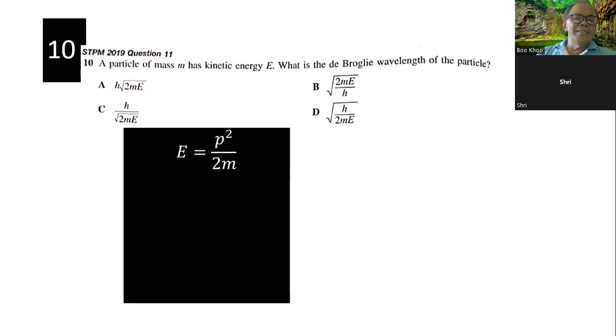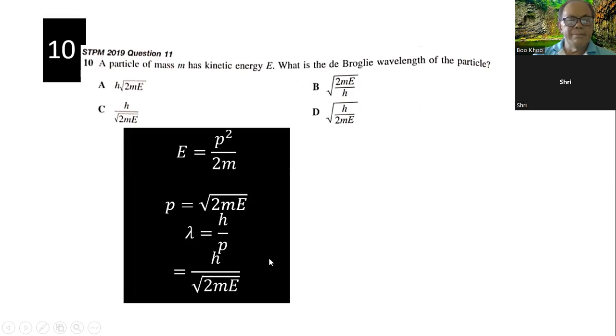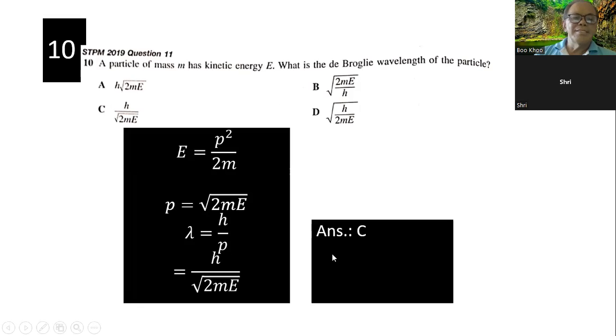That's your kinetic energy. Right? Calculate your momentum from kinetic energy. Just cross multiply. Take the 2m across there, then square root it. Then use your de Broglie relation, h over momentum. Place your momentum here. Answer C. Okay.